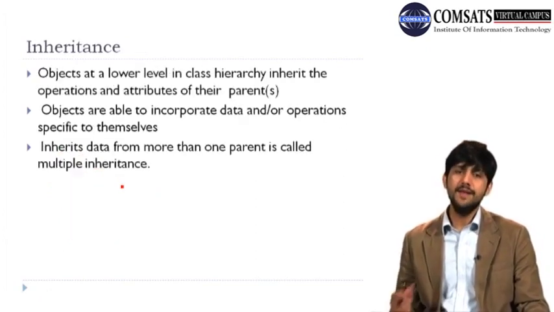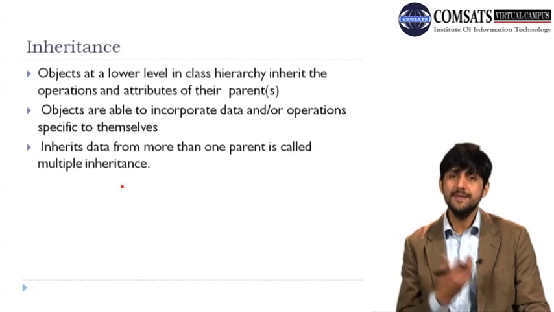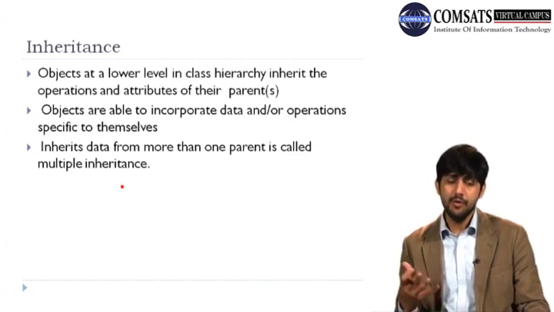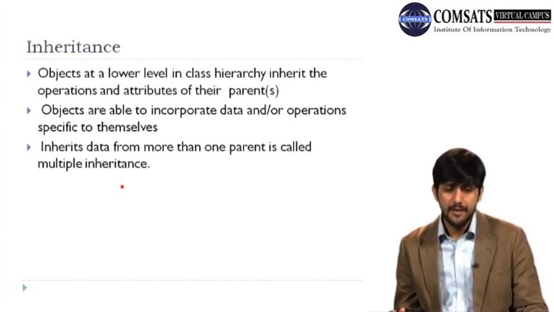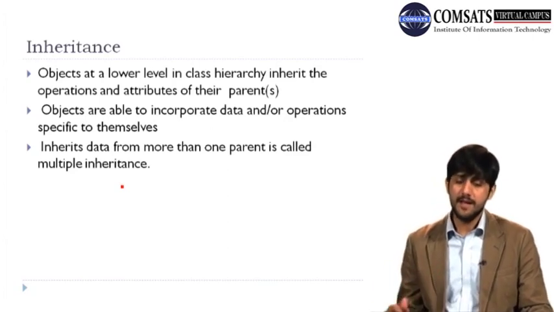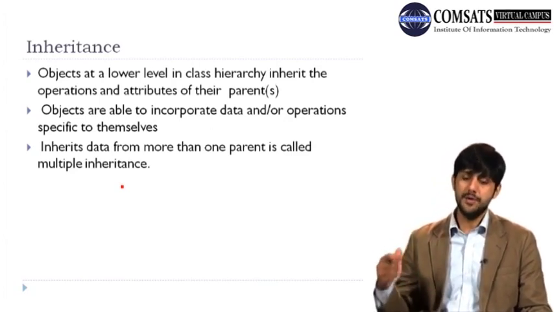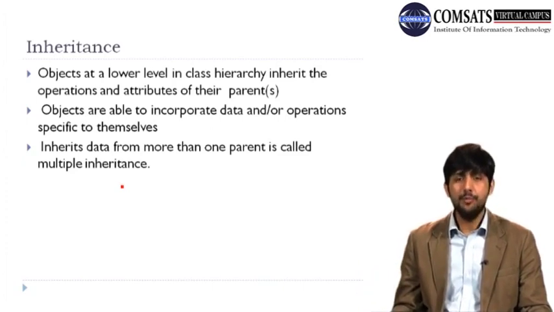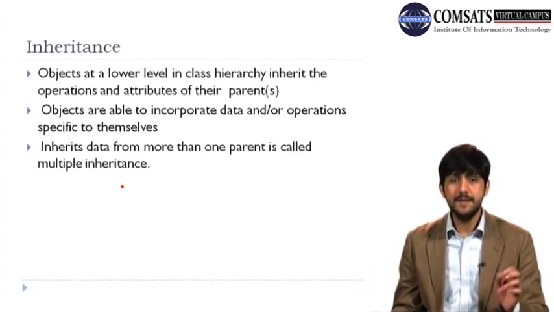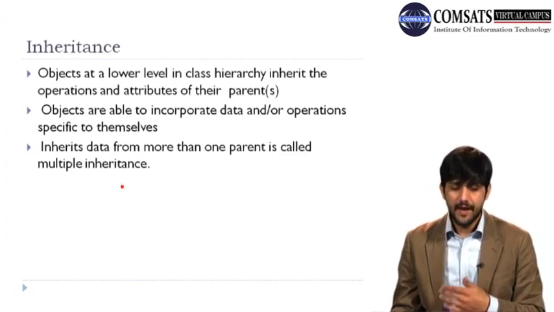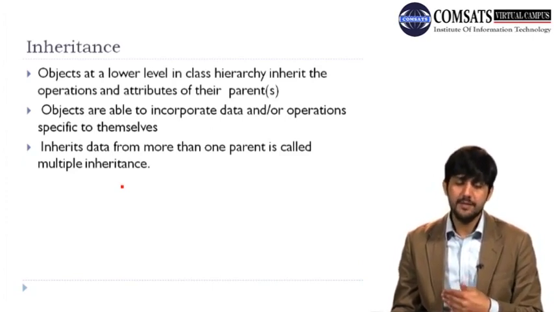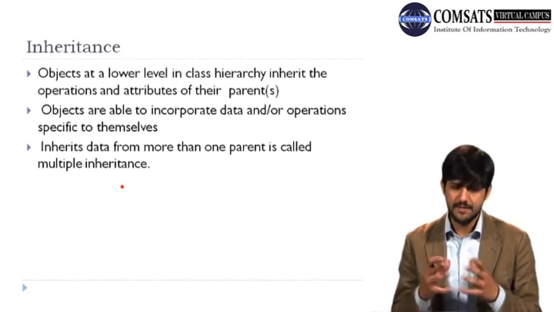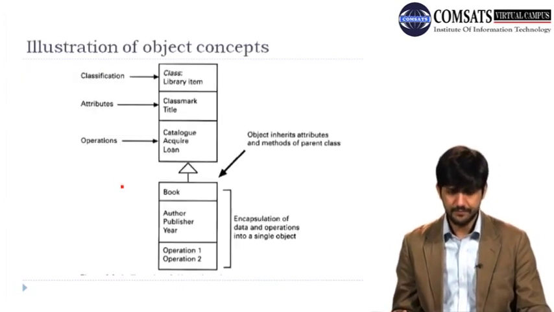And then there is this concept of inheritance as well. You can also show this in system models when you are generating system models for requirement engineering. Objects at a lower level in the class hierarchy inherit the operations and attributes of their parent class. Objects are able to incorporate data or operations specific to themselves. Inheriting data from more than one parent is called multiple inheritance. So that can also be done.